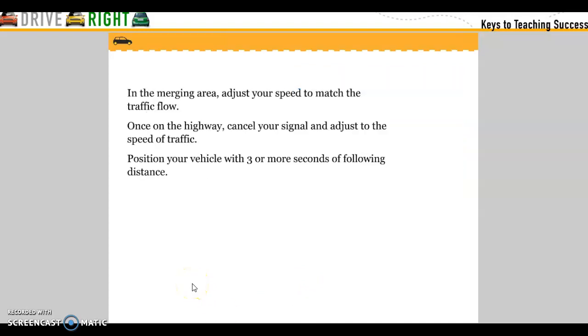In the merge area, adjust your speed to match the traffic flow. Once on the highway, cancel your signal and adjust to the speed of traffic. Position your vehicle with 3 or more seconds following distance.